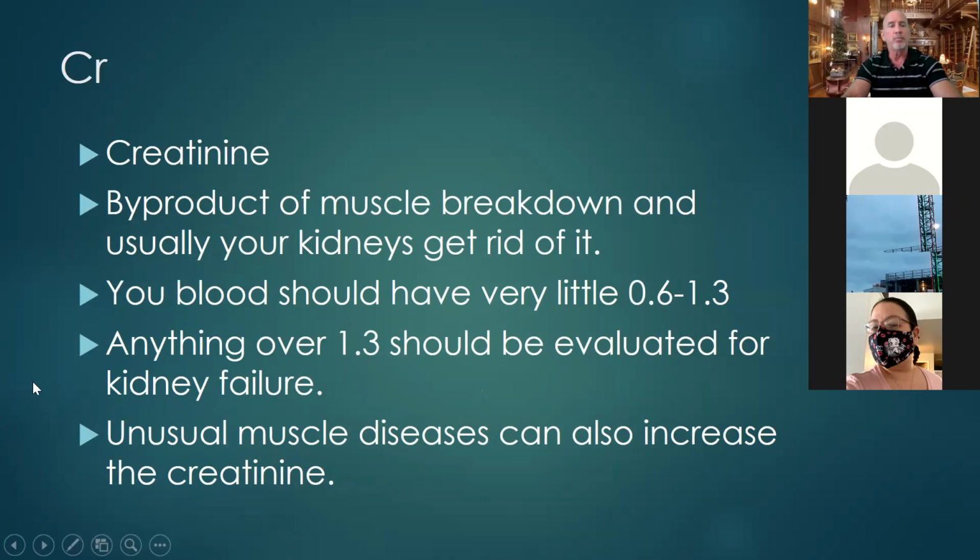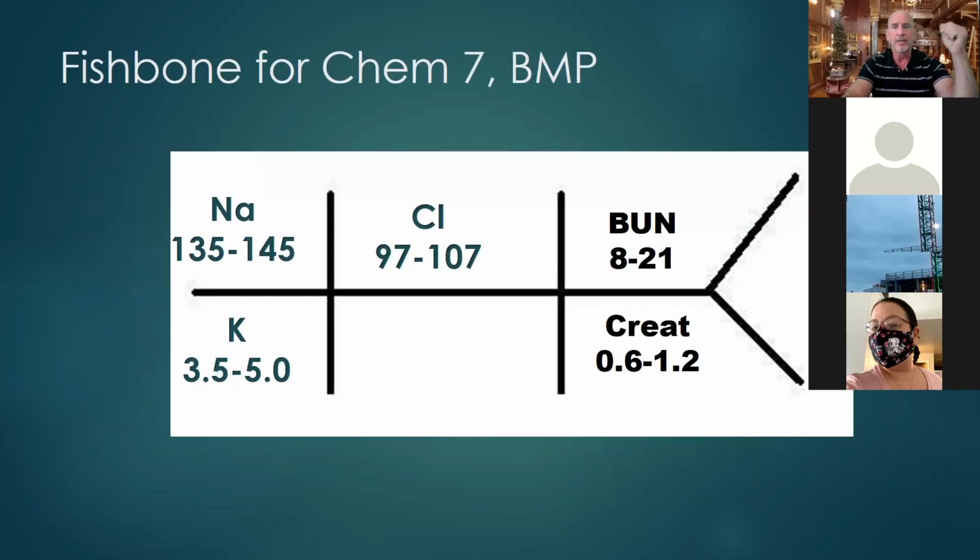So in other words, BUN and creatinine normally go together. And if those are going up, it means your kidneys are failing. That's the basic significance of that test right there. And that goes on these two brackets here on the fish chart.